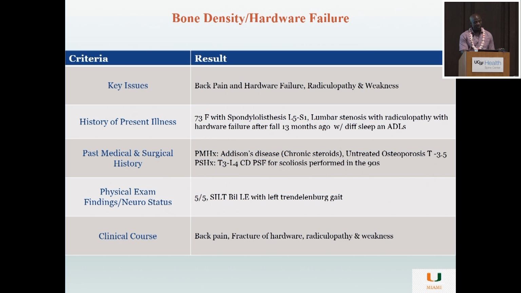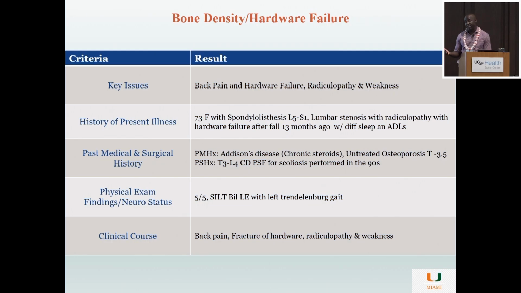So 75-year-old female with spondylolisthesis at L5-S1, lumbar stenosis with radiculopathy. She sustained a fall 13 months prior. Saw one of my senior partners. I just did surgery on this patient, I think, a month ago, with difficulty with sleep and ADLs due to her pain. She has underlying Addison's disease on chronic steroid with a T-score of -3.5. And history of a CD construct, so Cotrel-Dubousset construct, which is hooks and rods, no screws, performed in the 90s.